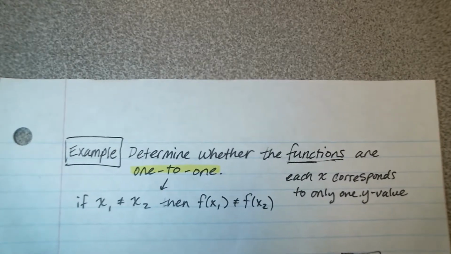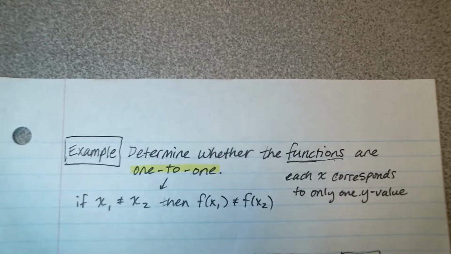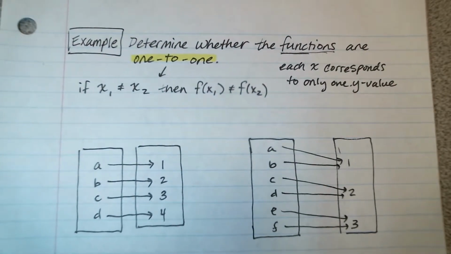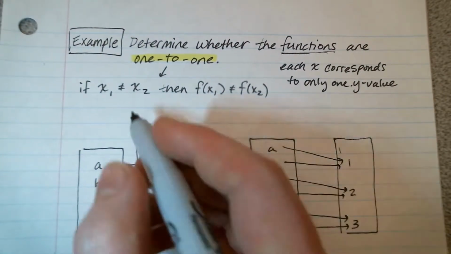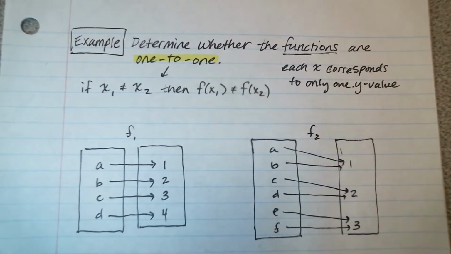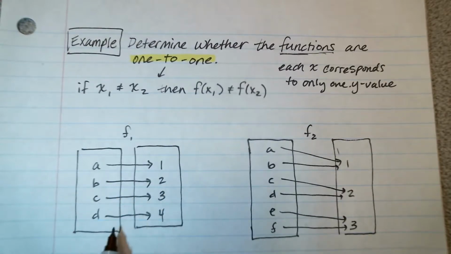So I have a few examples here we're going to look at. So let's say I've got some functions being represented by a mapping. So I have a function here and a function here, f1 and f2. And function 1 is definitely one-to-one, while function 2 is not.